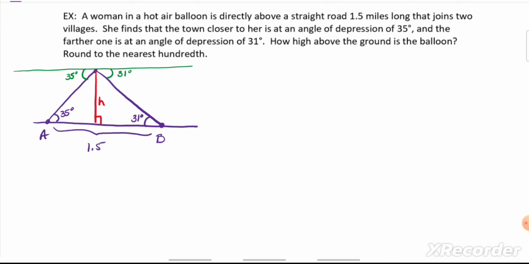So for the moment, I'm going to get this height line out of here and look at this big triangle here. Now, since we know two of the angles in that triangle, we are able to find the third angle because they have to add up to be 180 degrees. So 180 degrees minus 35 minus 31 gives us an angle up here of 114 degrees.